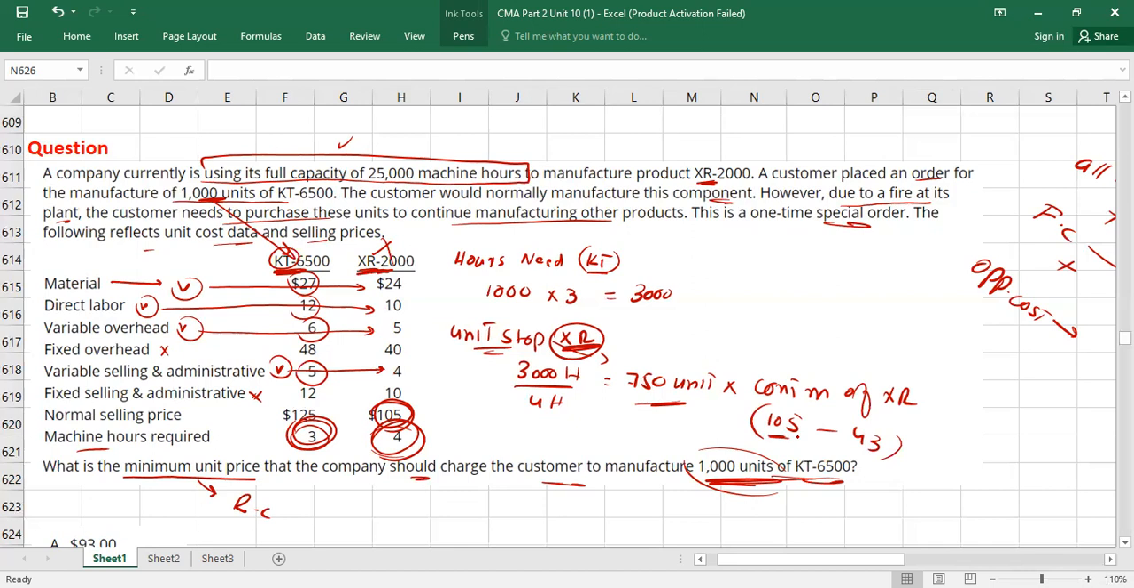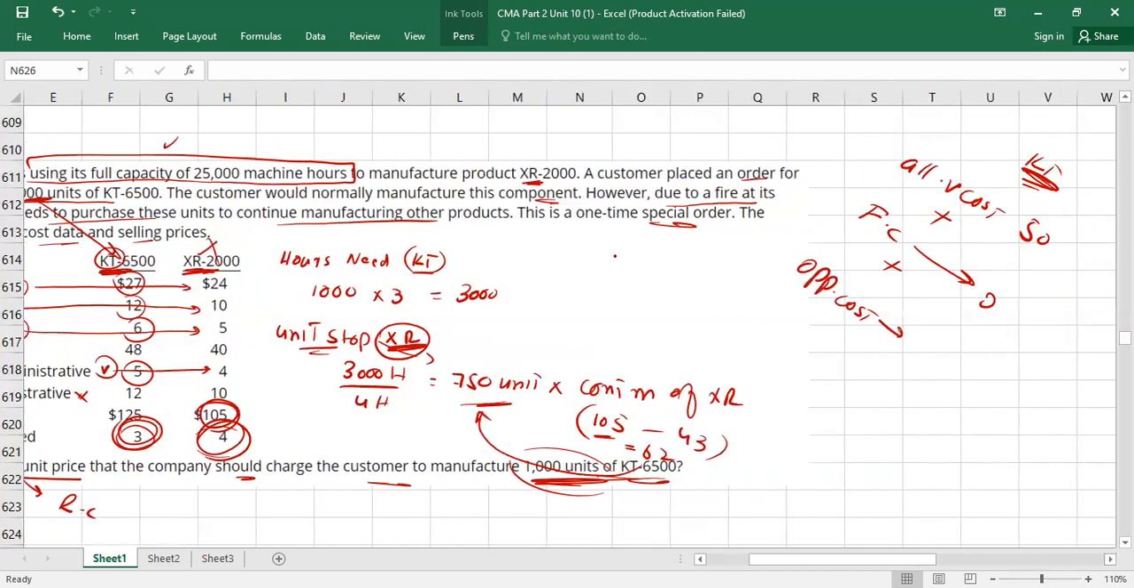So 105 is the selling price, 43 is the variable cost. This will give you the contribution. So it is 105 minus 43. It is going to give you 62 unit contribution margin, multiplied by units. So this will give you the total opportunity cost, multiplied by 750. It is going to give you 46,500 as your opportunity cost.